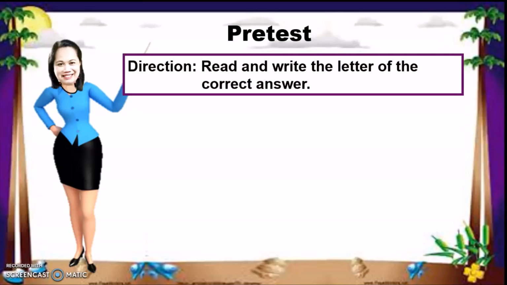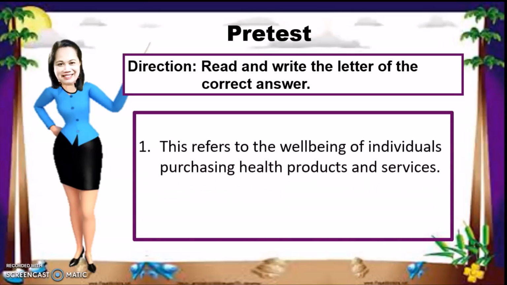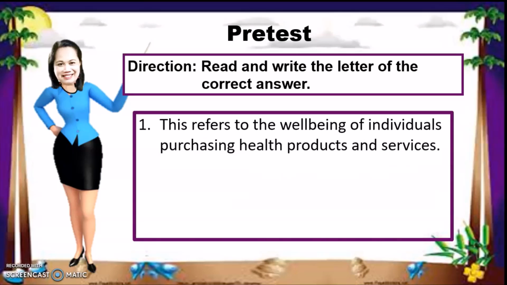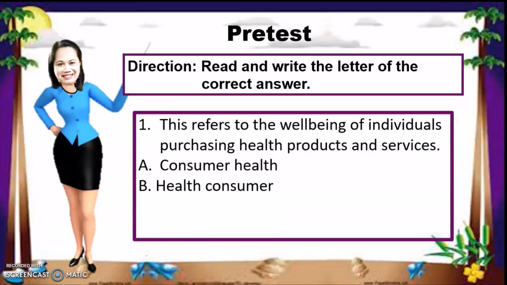Okay, let's have number 1. This refers to the well-being of individuals purchasing health products and services. Letter A, consumer health. B, health consumer. C, wise consumer. And D, information. Now let's have number 2.